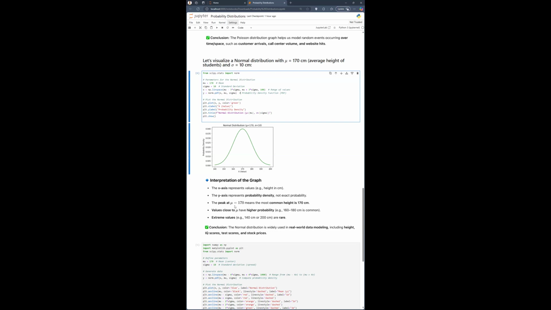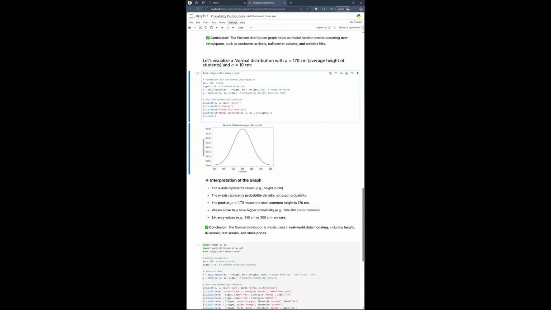You remember when we were discussing the properties of a normal distribution? Mean, median, and mode are on the same axis and all three are equal, right? So values close to mu have higher probability, because values between 160 to 180 centimeters are common.